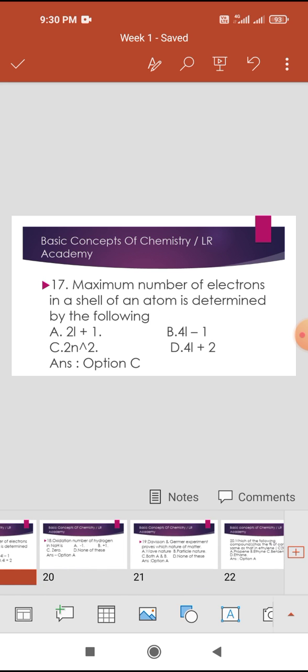Question number 17. Maximum number of electrons in a shell of an atom is determined by the following. A, 2L plus 1, B, 4L minus 1, C, 2n to the power 2, D, 4L plus 2. Again, the maximum number of electrons in a shell of an atom is determined by the following. The right answer is 2n square, that is 2n to the power 2.